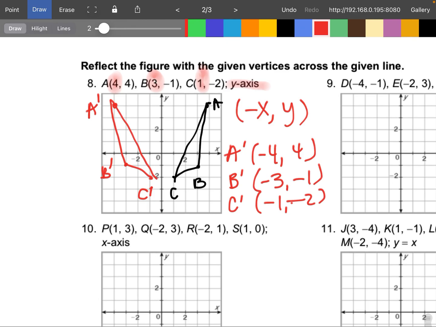So you can see my red, my image, is a reflection over the y-axis. Here's the y-axis of my pre-image. So that is an example of a reflection.